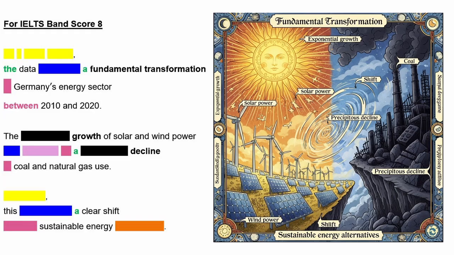Formulate your main ideas. Why? This gives your answer a clear, logical structure. Without main ideas, your response can quickly become just a disorganized jumble of facts, which really hurts your coherence score. How? Based on the overall trend you identified in Step 1, come up with maybe 2 or 3 key points. For our energy chart, that might be 1, the decline of fossil fuels, and 2, the rise of renewables. Ask yourself simply what went up and what went down.